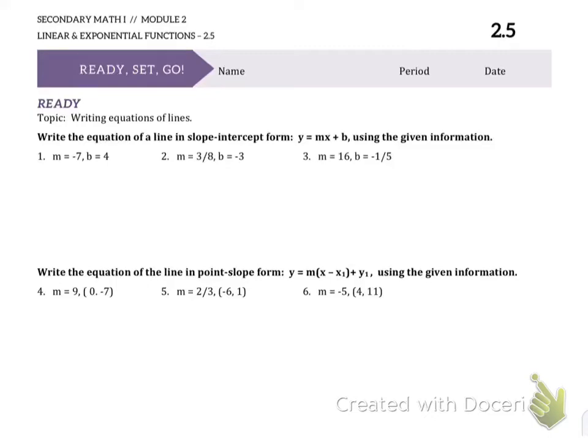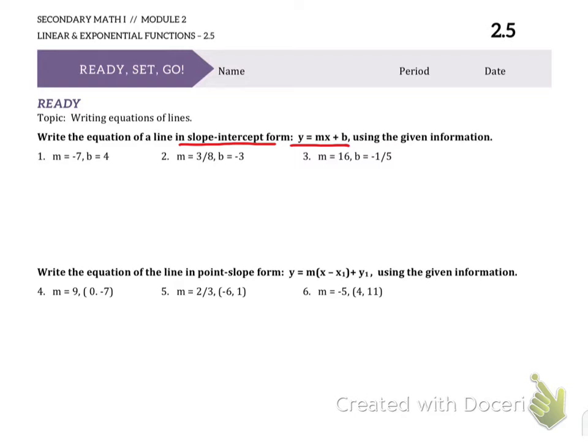Hello Math 1 students, today we are going to do section 2.5 linear and exponential function, ready set go part of MVP curriculum. So very first question here is write the equation of a line in slope intercept form, that is y equal to mx plus b, using the given information.